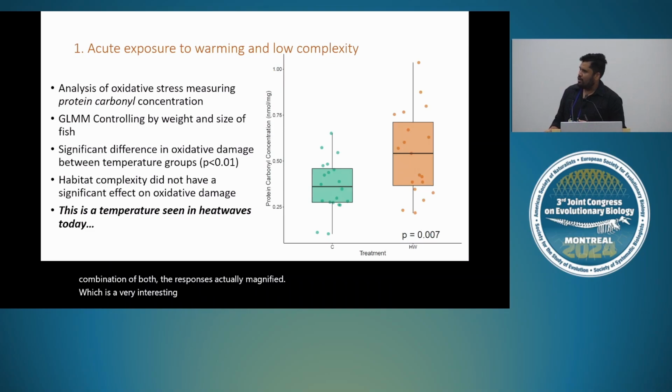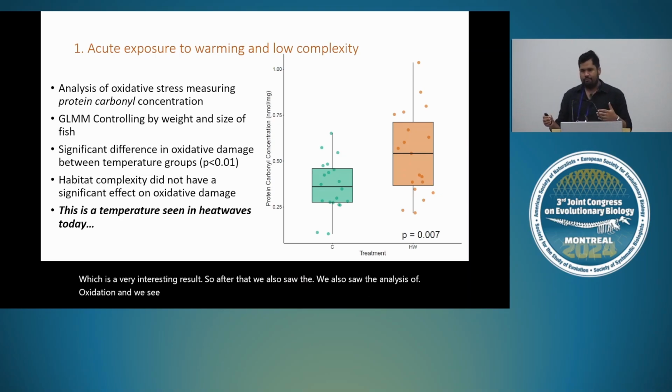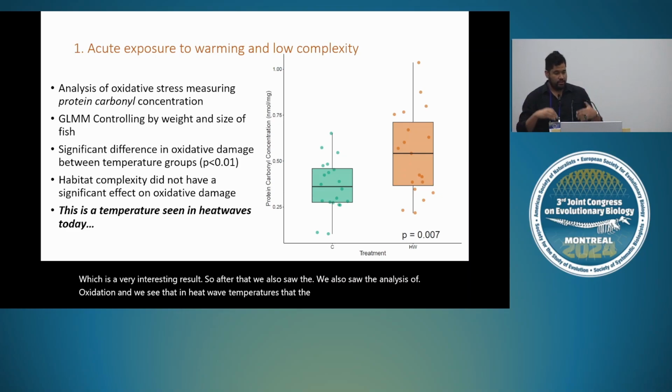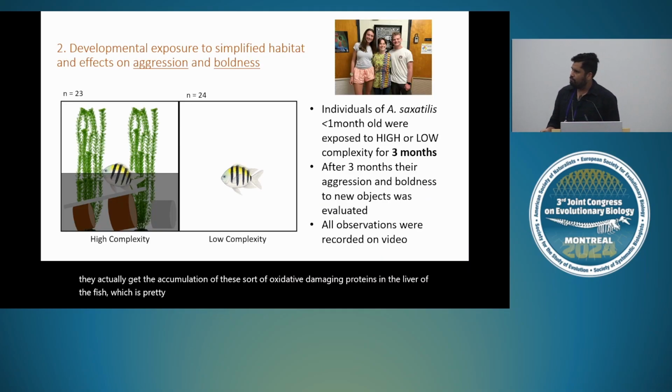So after that, we also saw the analysis of oxidation, and we see that in heat wave temperatures that the fish are experiencing today, they actually get the accumulation of these sort of oxidative damaging proteins in the liver of the fish, which is pretty worrisome.